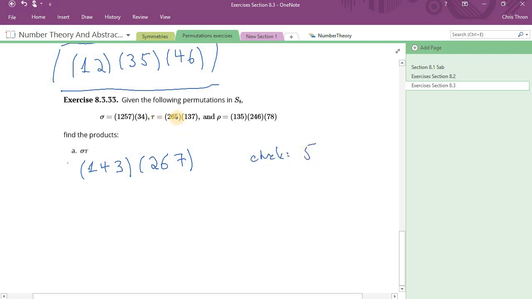Well, tau takes 5 to 2. Sigma takes 2 to 5. So your answer is just this. Since 5 doesn't move, we don't include it. Right? And you can compute all the products in the same way.